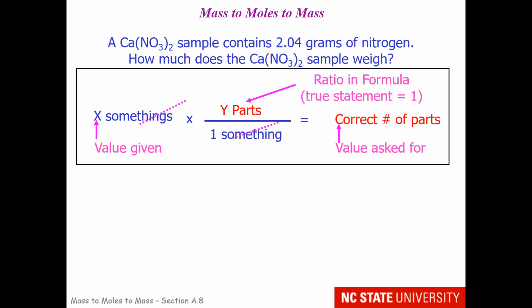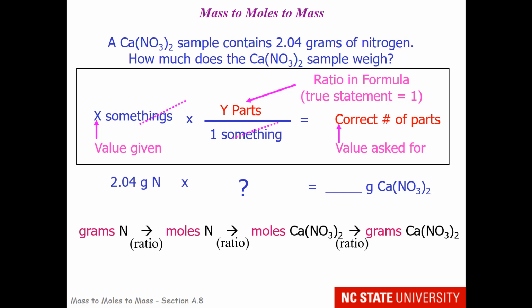Now, from the previous lecture, you know that you're going to have to start with what you're given and then select some ratios that are 1 divided by 1 to get to the value that you're being asked for. So we're going to start with 2.04 grams of nitrogen, which is one material, and we need to get to grams of a different material. So how are we going to get there? It's going to take us 3 different ratios.